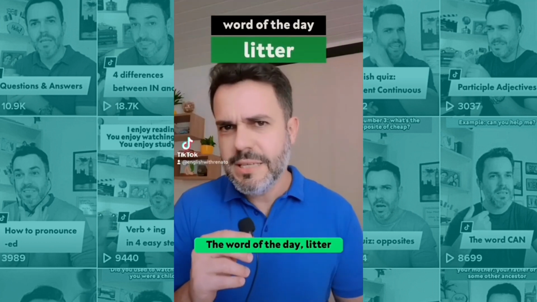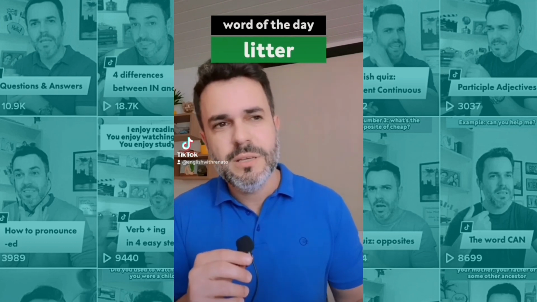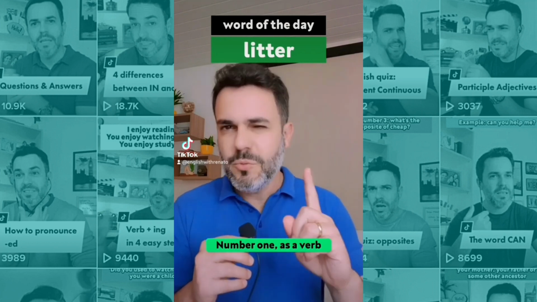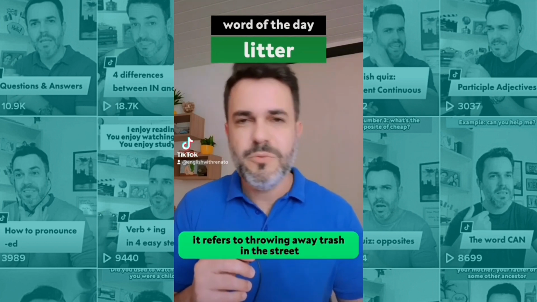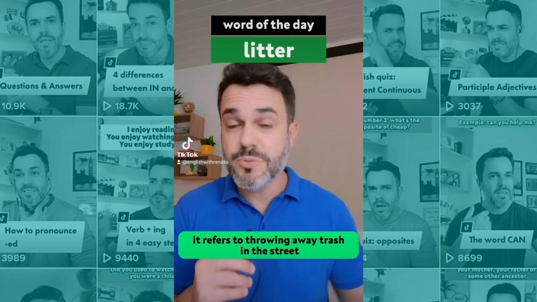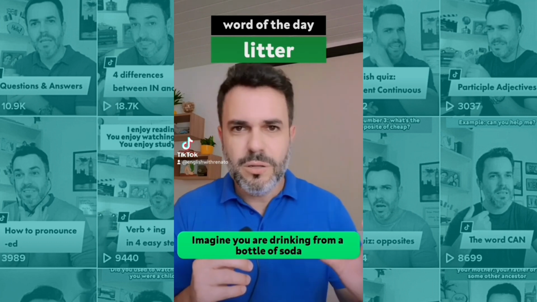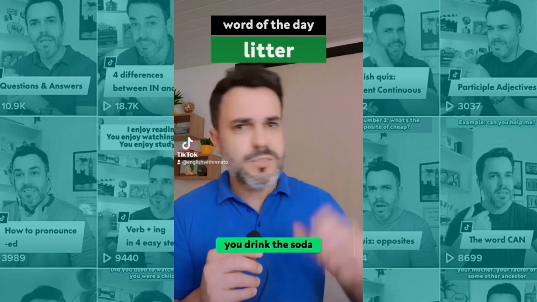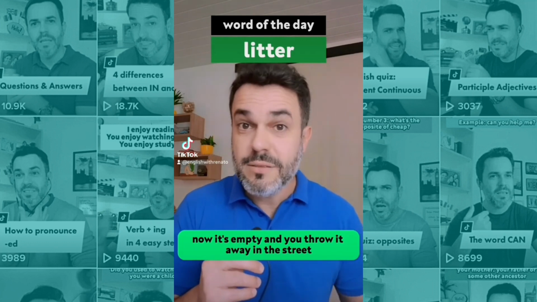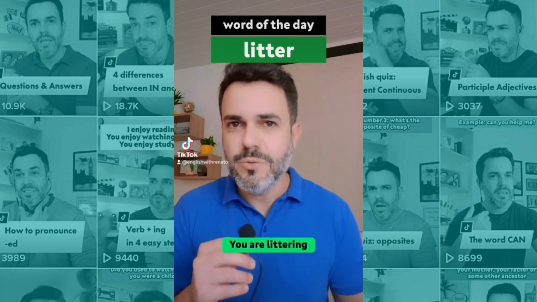The word of the day, litter. It may be a verb, it may be a noun, and it has at least two different meanings. Number one, as a verb, it refers to throwing away trash in the street. Imagine you are drinking from a bottle of soda. You drink the soda, now it's empty, and you throw it away in the street. What are you doing? You are littering.